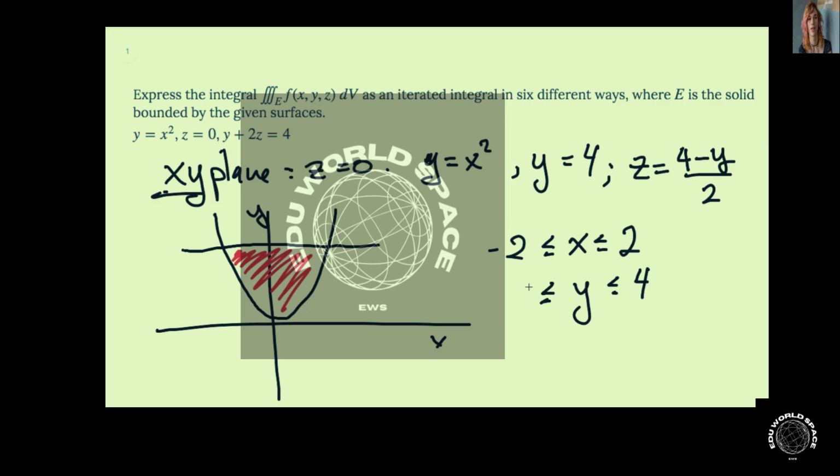The way my y's are going to be ranging, it's like so. And then my z, well, my lower bound for z is 0. And my upper bound is 4 minus y over 2.